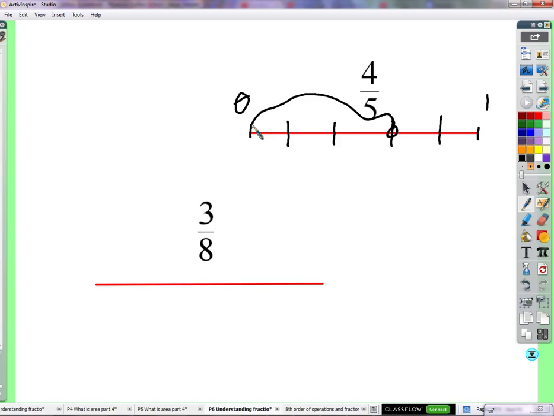That's 3. That's only 3? 1, 2, 3, 4, 5. That's 4/5. 1, 2, 3. Oh, yeah, you're right. So just put an element in there.